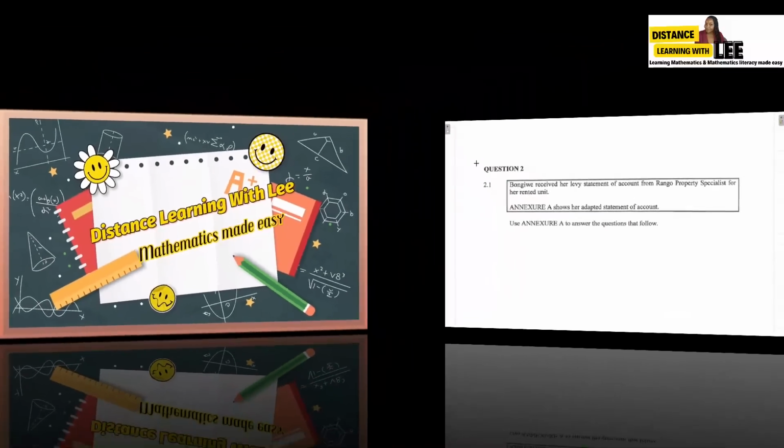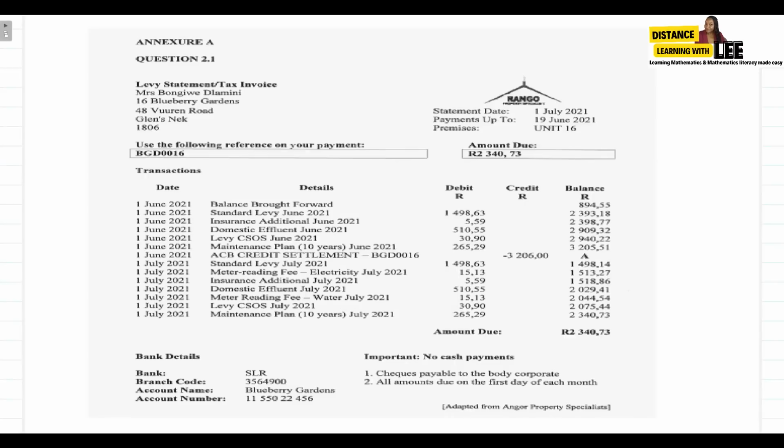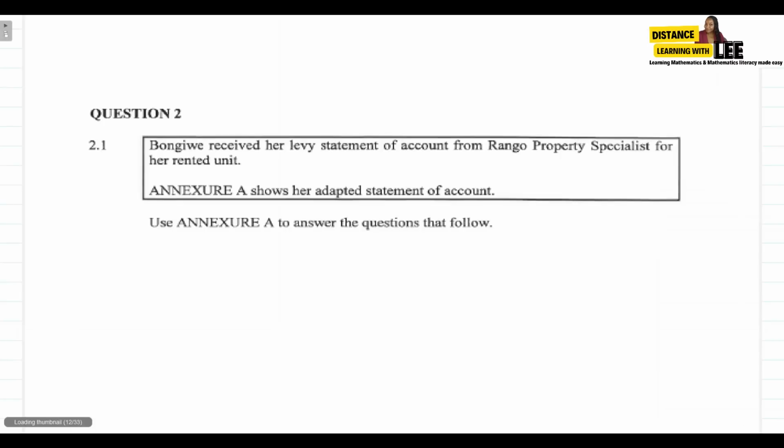So like I mentioned, guys, in question 2.1, this is basically a tax invoice that we've been given. It's a financial document that we've been given to analyze. So we're going to be asking questions based on this tax invoice, right? So let us have a look.